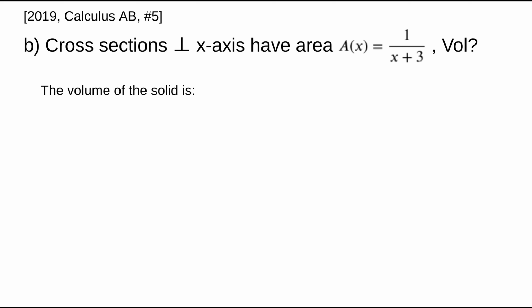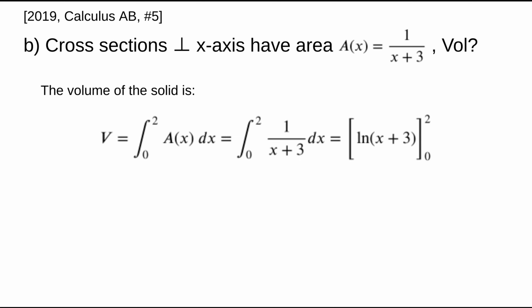So the volume of the solid, if cross-sectional areas taken perpendicular to the x-axis have the given area function, we're going to integrate our A of x from 0 to 2. All right, so the volume would be the integral from 0 to 2 of A of x dx, which is the integral from 0 to 2 of 1 over x plus 3 dx. And then applying antiderivative rules, we get the natural log of x plus 3 evaluated between 2 and 0. And if we do that, the volume of the solid would be natural log of 5 minus natural log of 3.